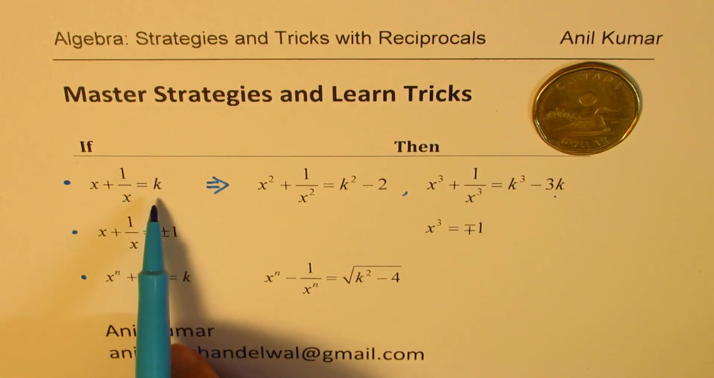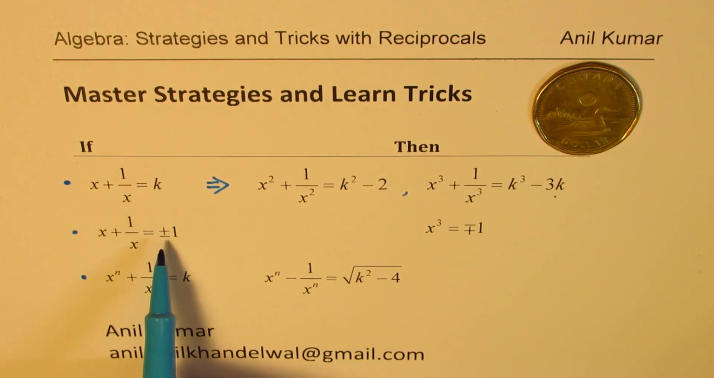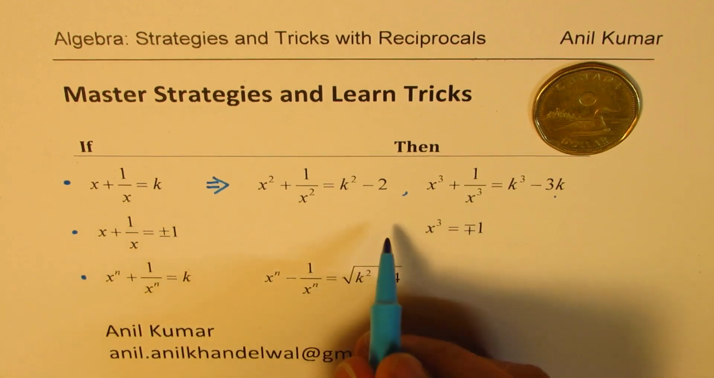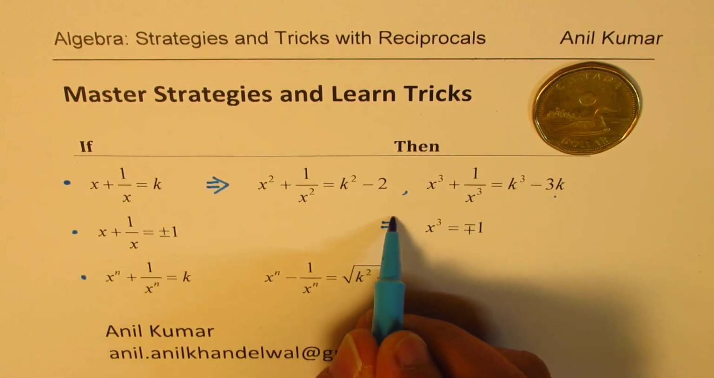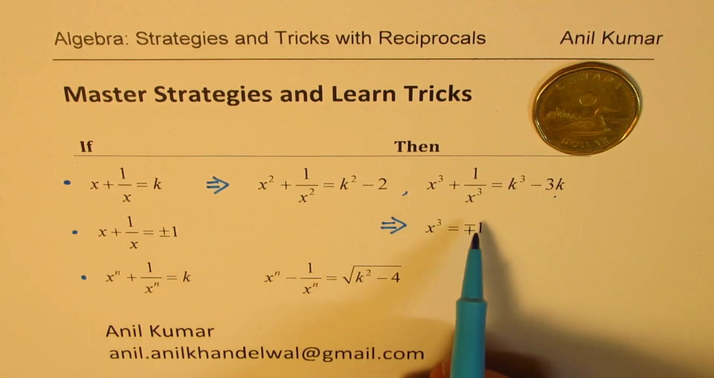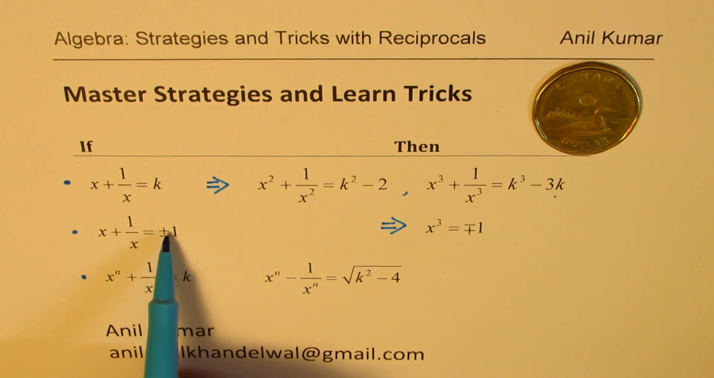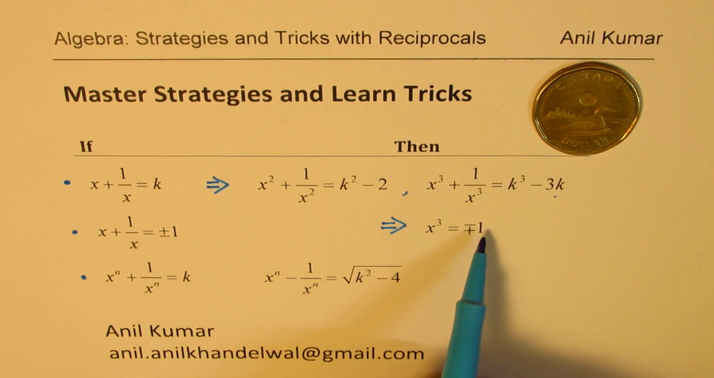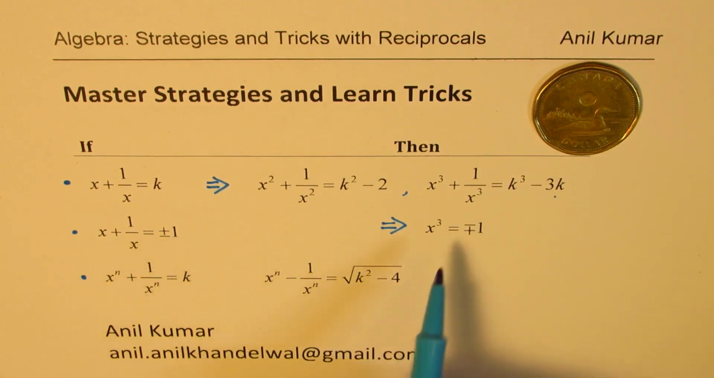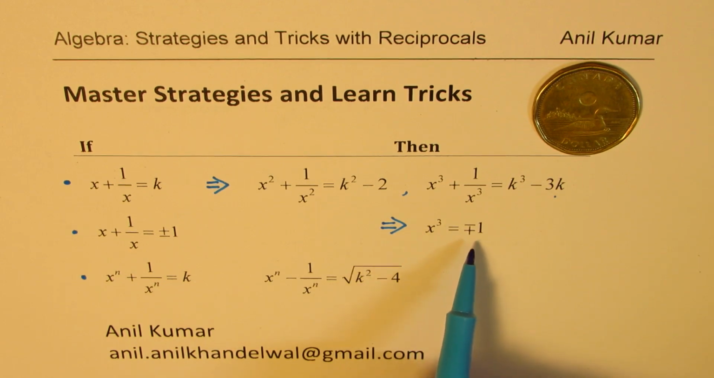Now, if in this case k is equal to plus or minus 1, it is a very important result to remember that x cube will be minus or plus 1. That is to say, if x plus 1 over x is equal to plus 1, x cube will be negative 1. If it is minus 1, then x cube will be positive 1.